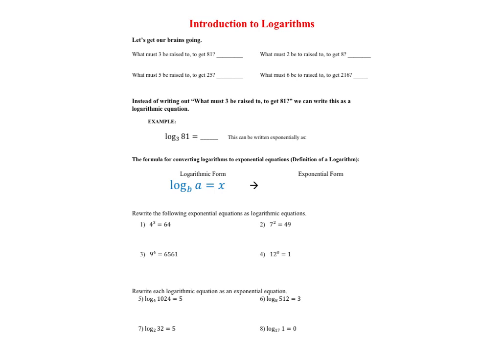That's a great question. Let's write that as an equation. What must 3 be raised to? So 3 to the what power is going to equal 81? Well, I know that's going to be 4, because 3 to the fourth is going to equal 81.